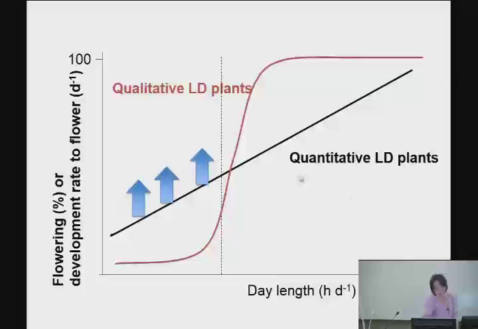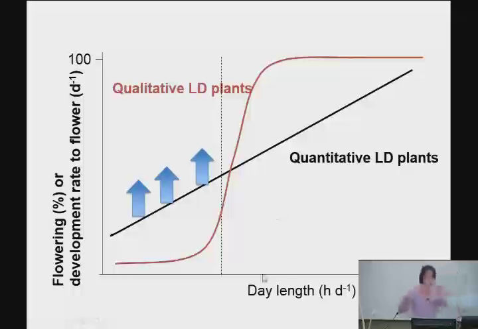Quantitative response, if you get the data at one point, like this, you might see a lower percentage of flowering on the short day, and then extending day lengths accelerates flowering. So when you see this kind of response, that is called a quantitative response.